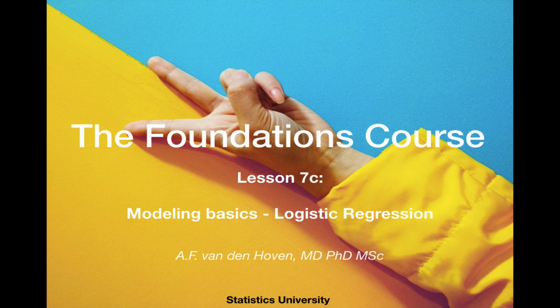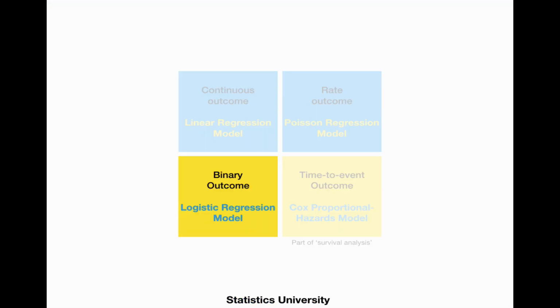Hi, and welcome to the Foundations course Lesson 7, Modeling Basics, Part C on Logistic Regression. In the last lesson, we looked at modeling continuous outcomes with linear regression models, but now we're going to look at how to model binary categorical outcomes using logistic regression models.